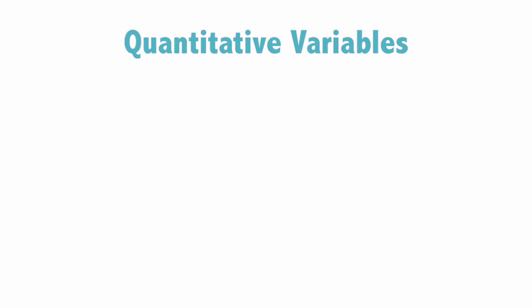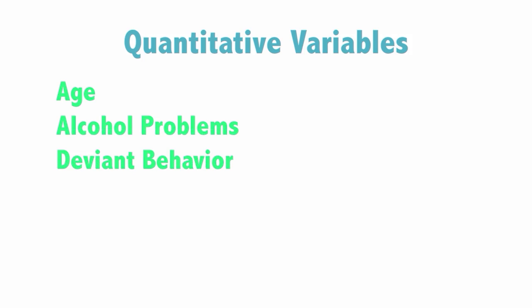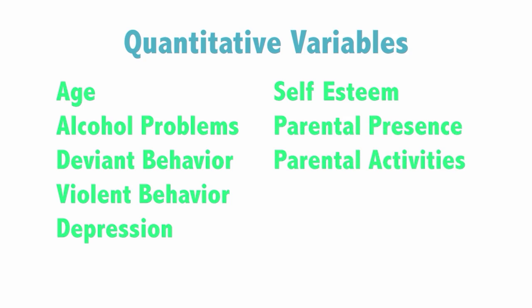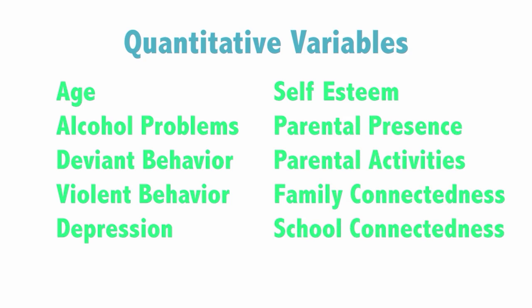Finally, my quantitative variables included age, alcohol problems, a measure of deviance that included such behaviors as vandalism, other property damage, lying, stealing, running away, driving without permission, selling drugs, and skipping school. Another scale for violence, one for depression, and others measuring self-esteem, parental presence, parental activities, family and school connectedness, and grade point average were also included.